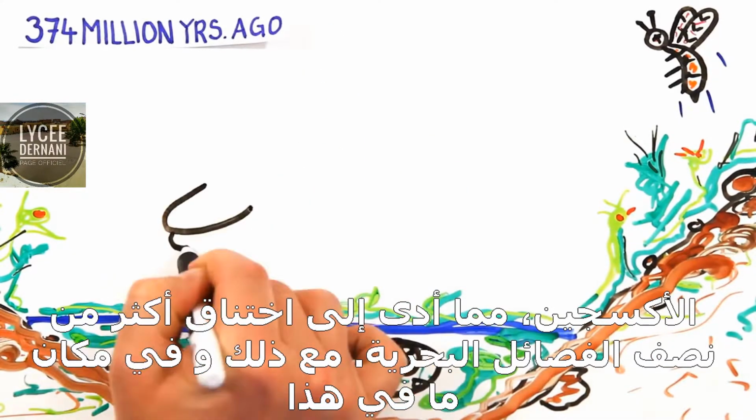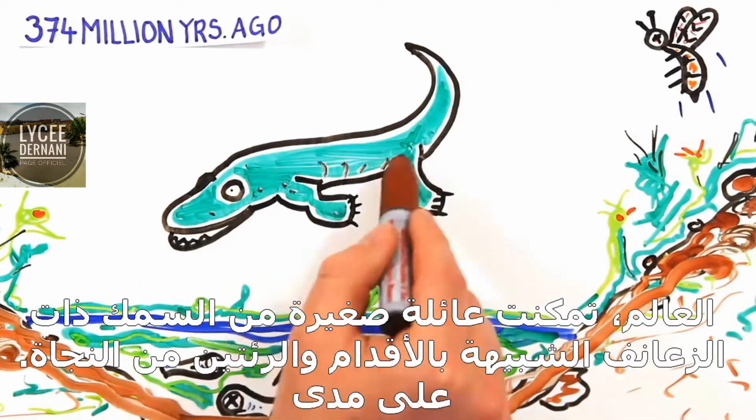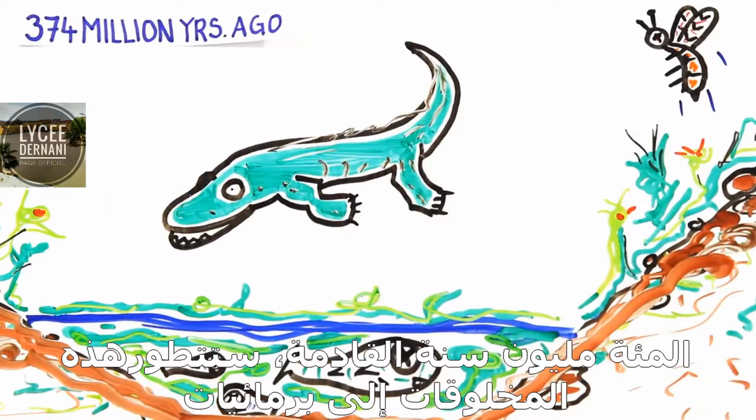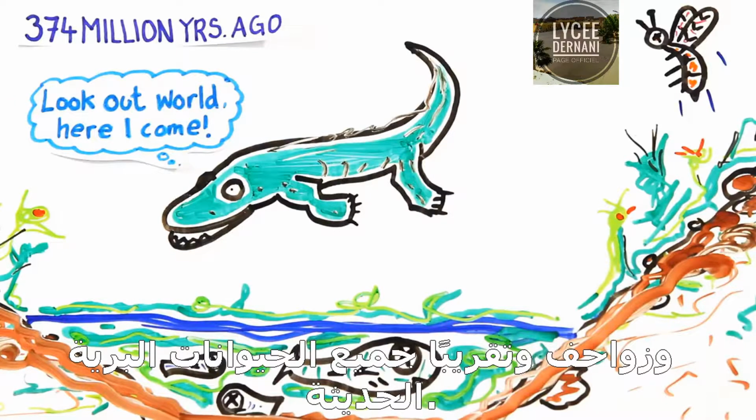Although somewhere in the world, a small family of fish with foot-like fins and lungs managed to scrape by. Over the next 100 million years, these creatures would evolve into amphibians, reptiles, and nearly all modern land animals.